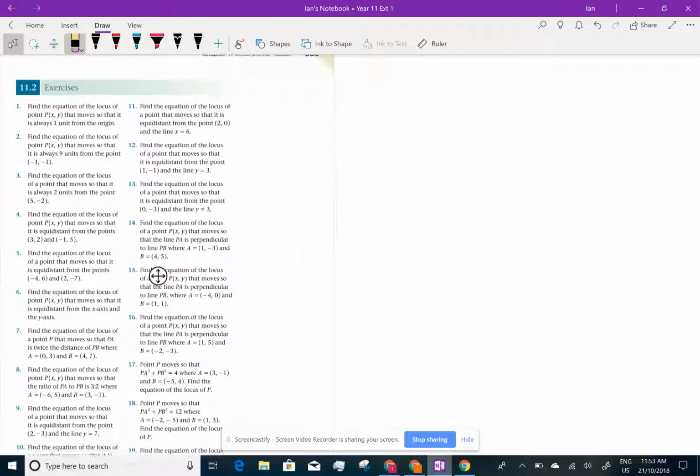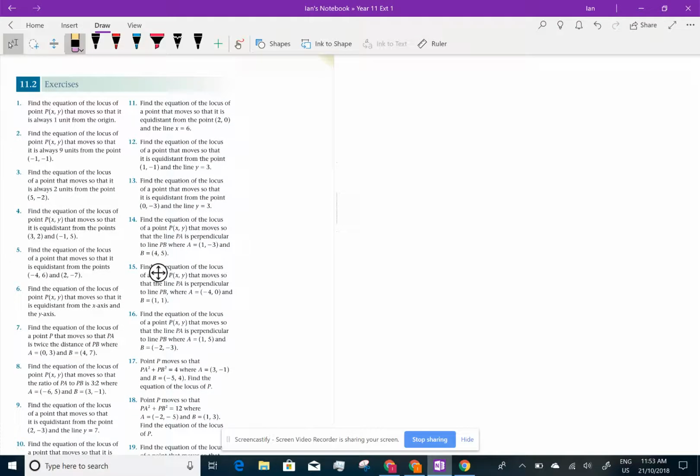Friday, year 11, I'm going to go through some of the questions from 11.2 on LOCUS. I'm not going to do all of them, and my suggestion to you is that if you have had trouble and you've looked at an example, go away and have another go at the questions before you come back and have another look at how I go through them. So I'm going to start with question 10.